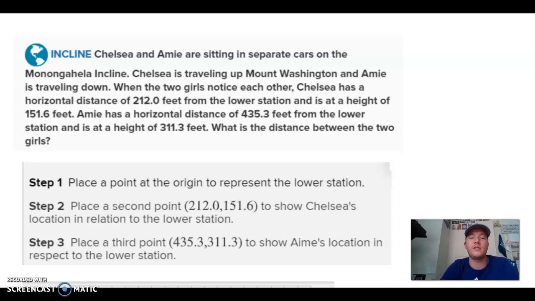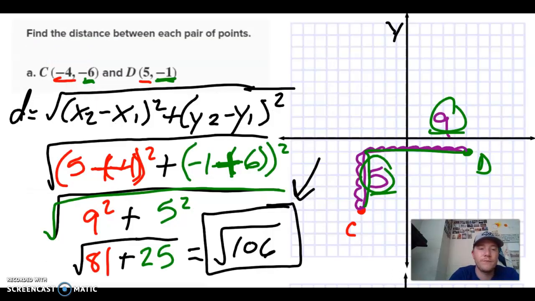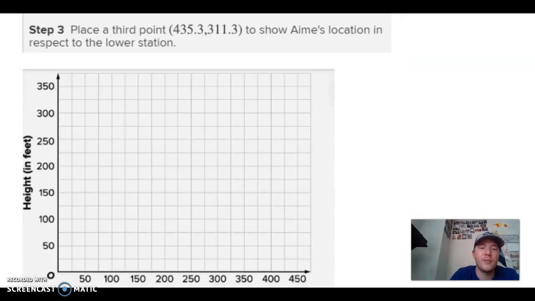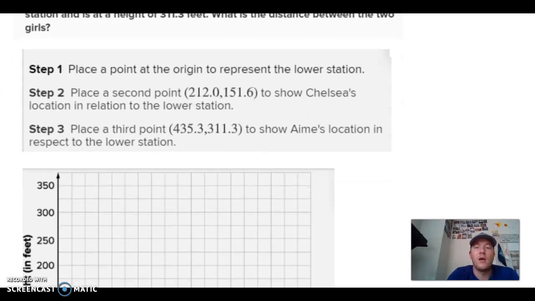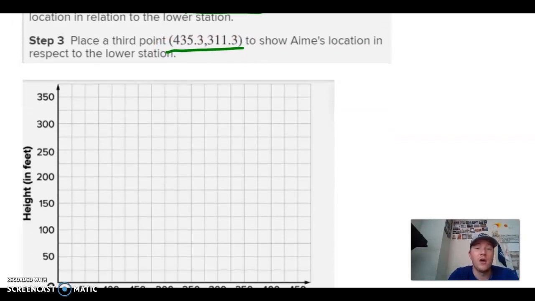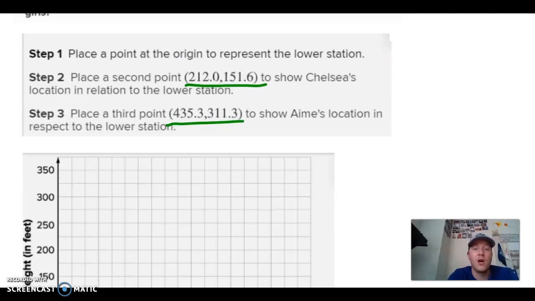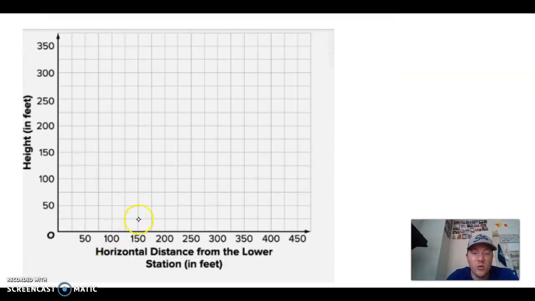Last thing I just want to mention here for a sec, that's really all you're going to be doing today. Just to look at this, just another example as to why this distance formula is going to come in handy. You are not going to be able to count much for distance when you have decimals. So we can graph these just fine. I've got a point here at 212.0 and 151.6. So about 212 will be right here, 151.6 will be right about there.